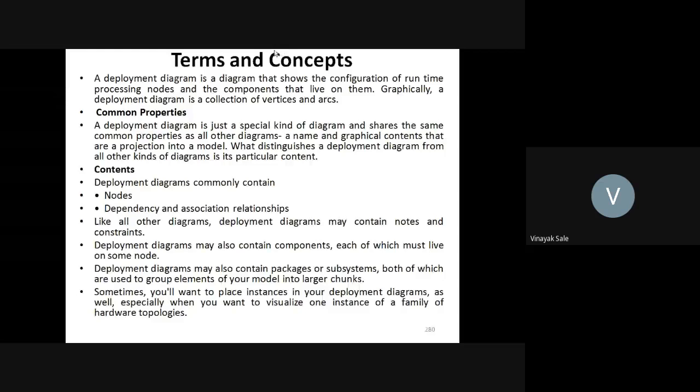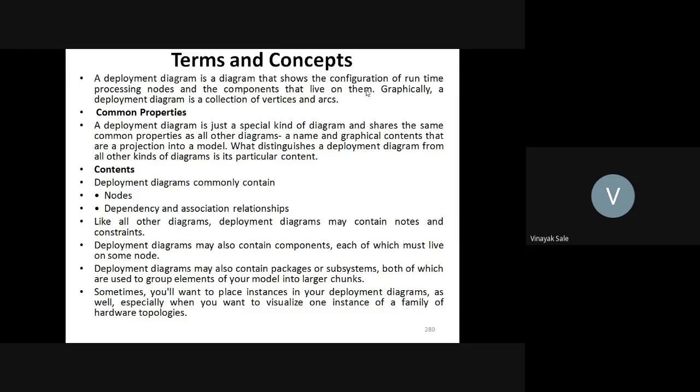What are the terms and concepts of deployment diagram? The deployment diagram is a diagram that shows the configuration of runtime processing nodes and the components that lie on them. Graphically, a deployment diagram is a collection of vertices and arcs.